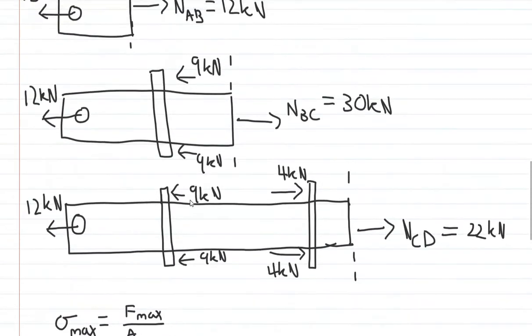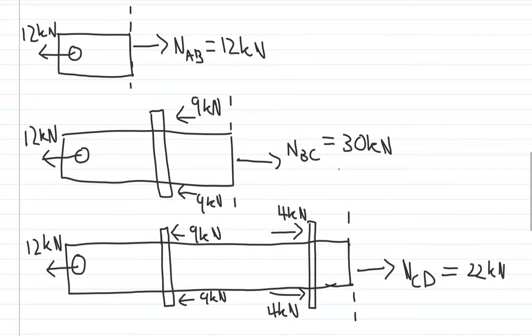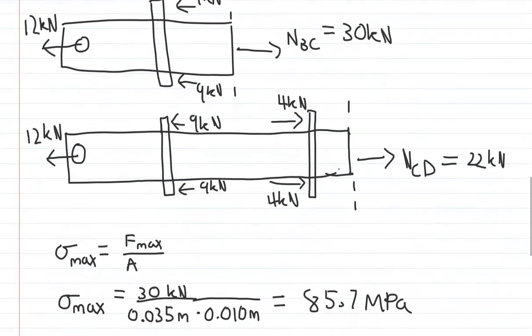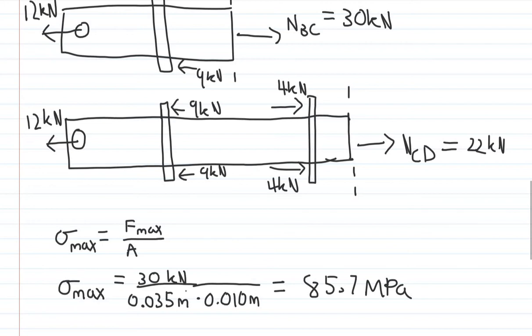So the max stress involves the largest normal force, NBC, divided by the cross-sectional area. So the max normal stress is 30 kilonewtons divided by 0.035 meters times 0.010 meters, which gives us a total of 85.7 megapascals.